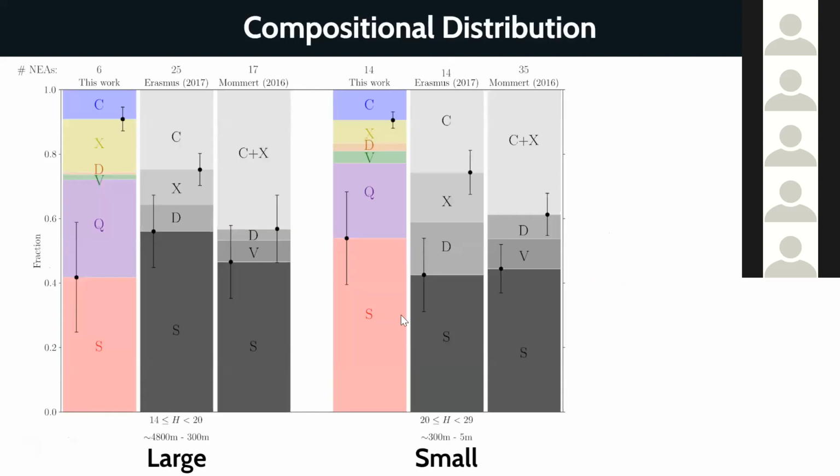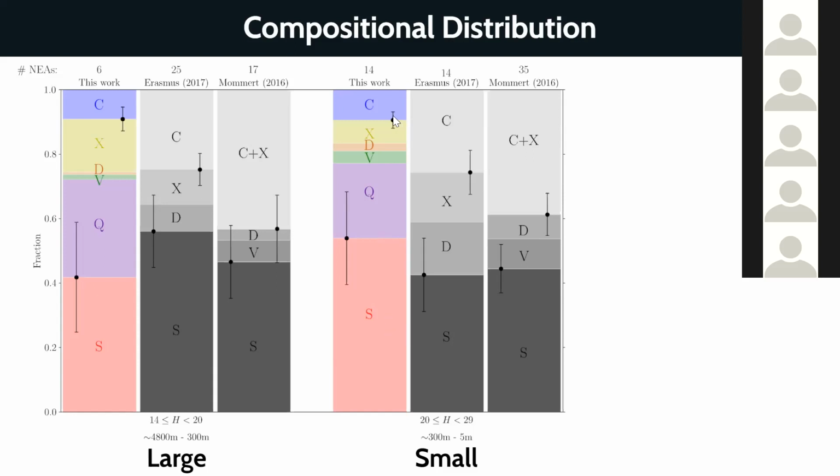That was done by basically just adding up all of the probabilities in the S type, all of the probabilities in Q, and onwards. And that's what's shown here. My work is shown in color, and I compared it with 2 other studies as well. And you can see that it is comparable. For example, for S type, within uncertainty, all of them are around 50%. So 50% of the NEAs are S type.